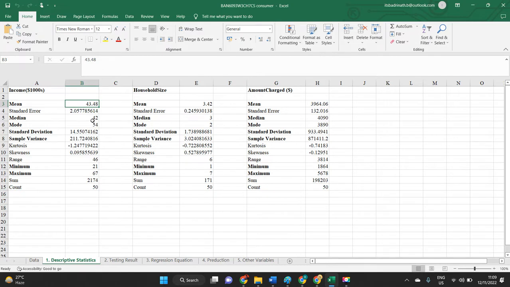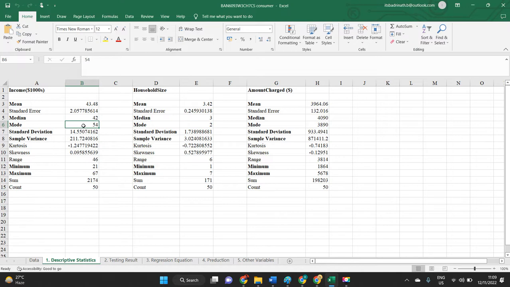Next, we can speak about the median. When we arrange all the data, the central tendency, the central point, is 42,000. Then the mode: most of the people have an income of 54. The mode speaks about the value that is highly repetitive. When we consider all 50 people, the value that occurred more than any other value is 54,000, which means most of the people have 54,000 as income. So this is the explanation related to income.